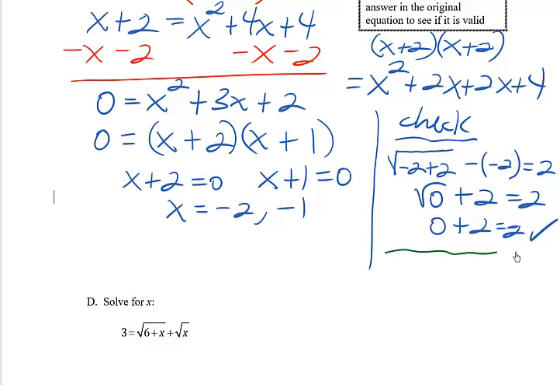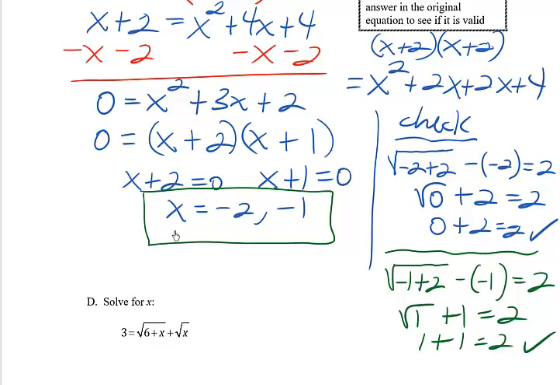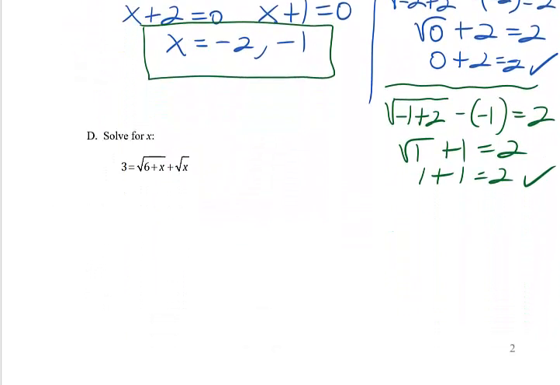So I'll change colors here. Let's recopy the equation down again, and this time we'll stick -1 in for x. Again, we'll start working it out. Let's see, inside the square root looks like a 1. This becomes +1. The square root of 1 is 1, and 1 plus 1 certainly is 2, so that one checks out as well. Since they both checked out, it means I have two solutions to this problem, x equals -2 and x equals -1. All right, let's go down now to example D, and you can see there in example D, we definitely have something new going on.